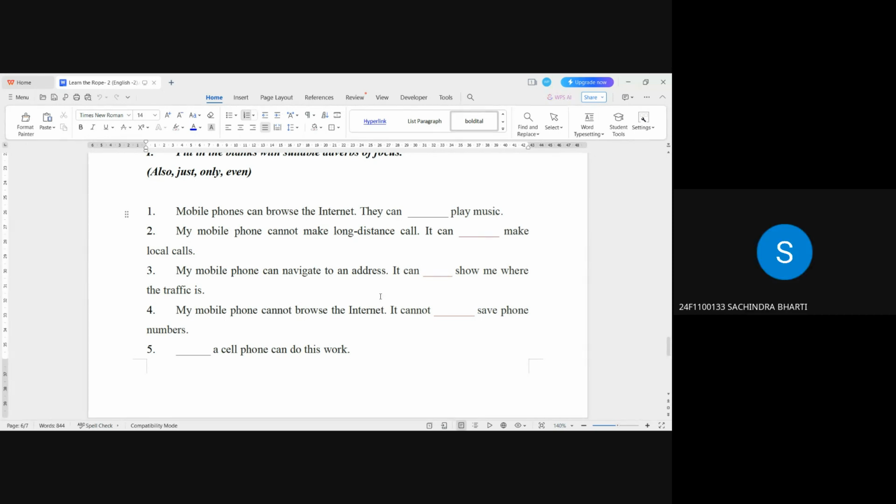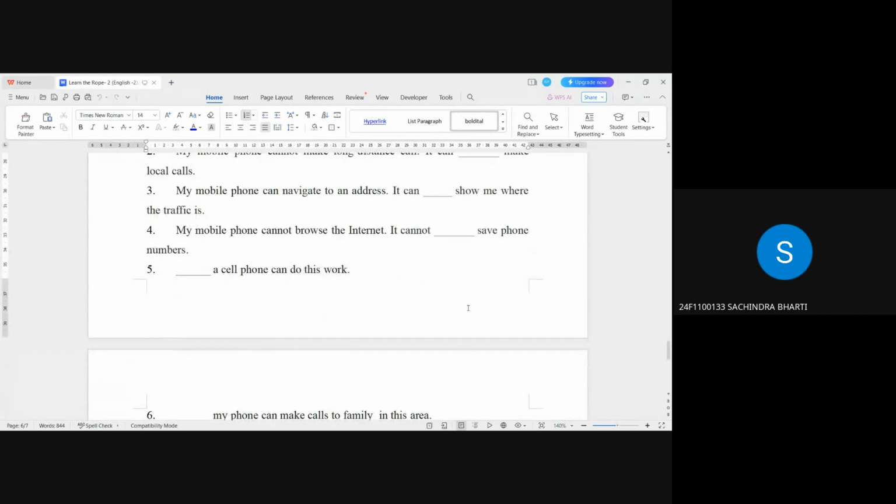Ma'am, all are correct, no? Yes, you can use all three: just, only, even. I think all are correct, right? Not all, also you cannot use. You can use just, only, even. Why can "also" not be used, ma'am?